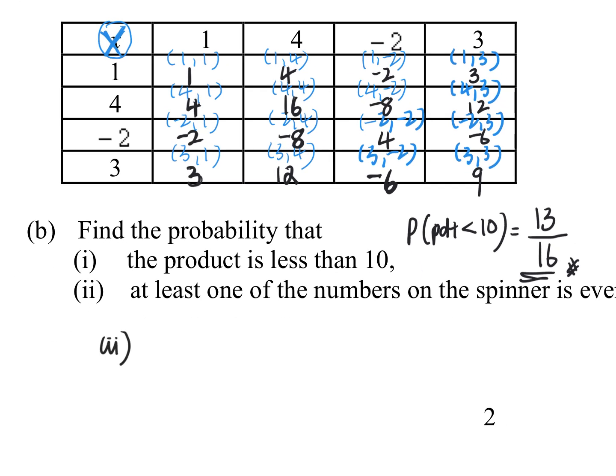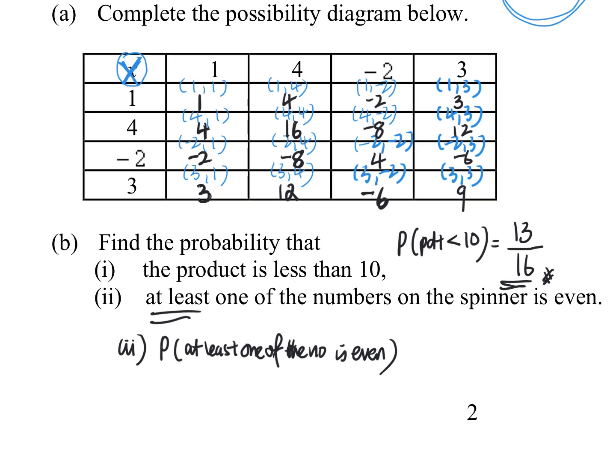Okay, at least, this is the one where you need to look at the coordinates, the pair outcomes. So they say at least one of the numbers is even. At least one means both can be even also.